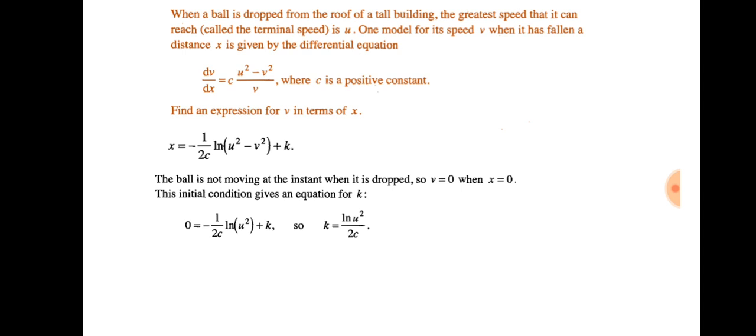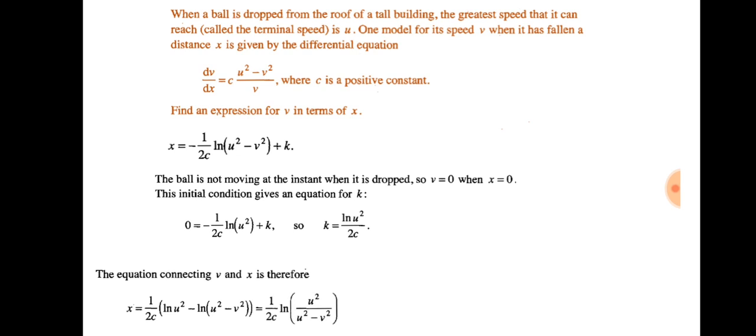The ball is not moving at the instant when it is dropped. So at that instant, v equals 0 when x equals 0. The initial condition gives an equation for k. By substituting those values in the above equation, we get k equals 1 over 2c log of u^2. The equation connecting v and x is therefore x equals 1 over 2c log of u^2 over (u^2 minus v^2).